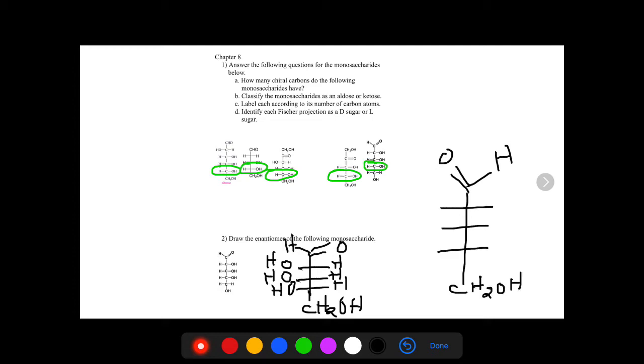So again, we were just drawing the mirror image, so I'd put the OHs on the left side instead of the right side. That looks a little better. Okay.